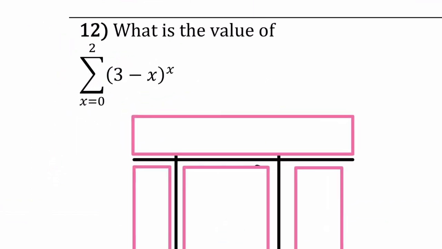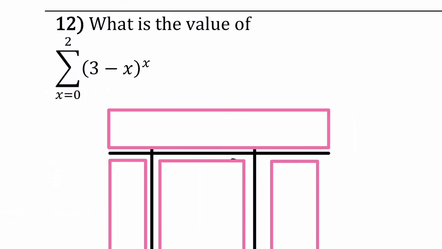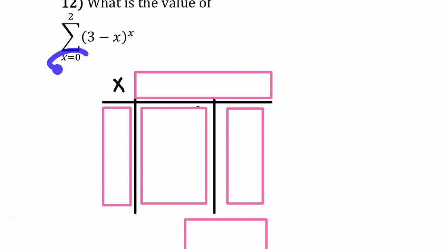All right, last question. What is the value of, once again, classic sigma notation? So over here, there's no shortcut, because if we look at our rule, it's neither arithmetic nor geometric, so we're forced to actually write out each term. Now, what do I mean by that? As per usual, we start off with, oh wait, I wrote it wrong. It should say x.